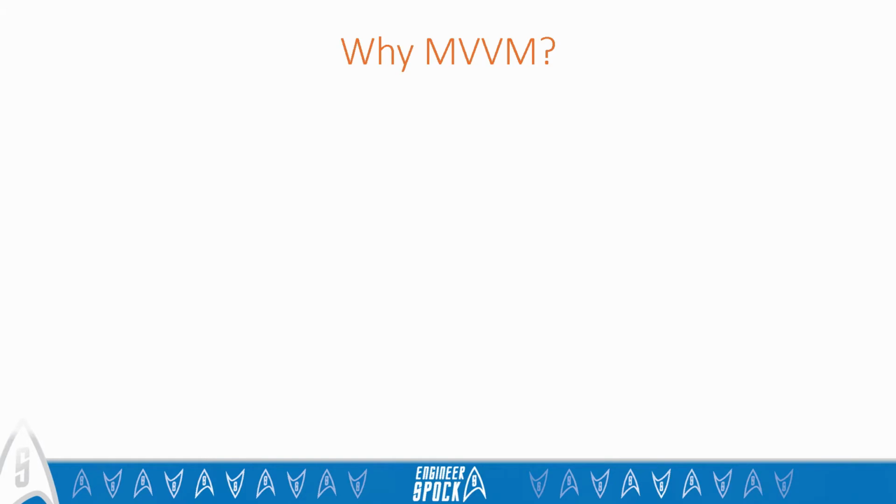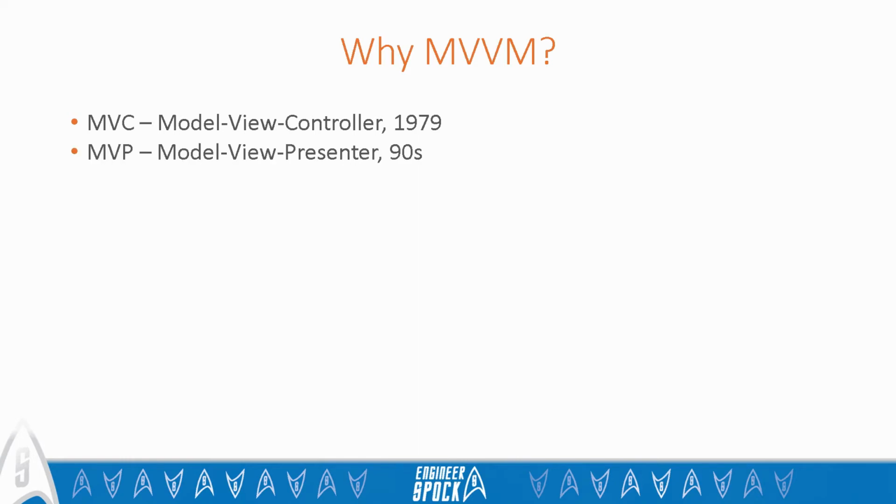MVVM is the most popular so-called presentational pattern applied on the UI boundary in WPF. The history of presentational patterns takes place from the introduction of the MVC pattern in 1979. MVC stands for Model View Controller. Another presentational pattern named MVP, which stands for Model View Presenter, was introduced in the 90s. Both patterns try to achieve high maintainability and testability of an application. They just do it in a different manner.